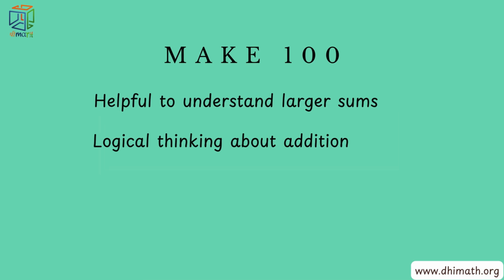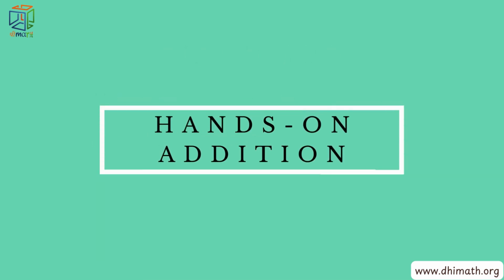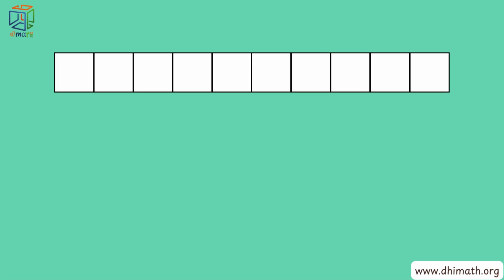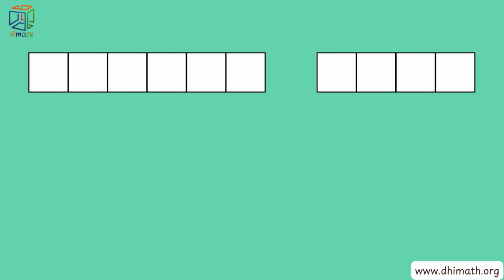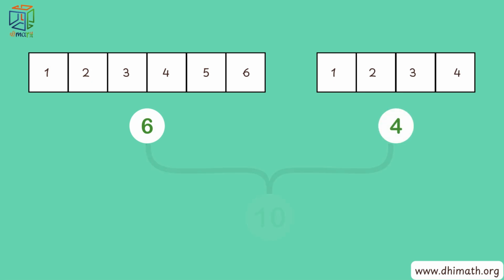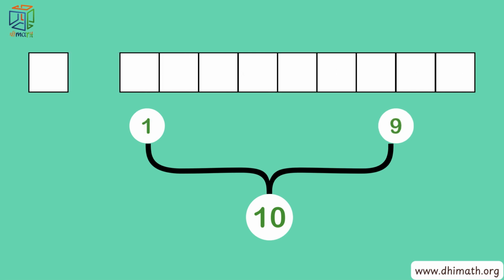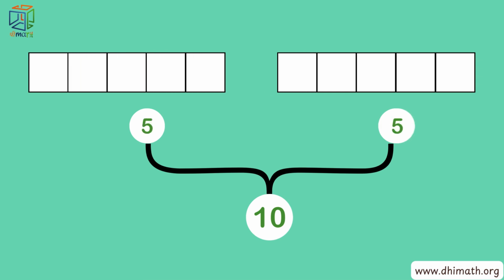Here is a fun and hands-on activity to help children understand addition visually. Take a strip of paper with 10 squares. Cut the strip at the boundary of any square, creating 2 sections of paper. Ask the child to count the squares in each section of paper and notice how they always add up to 10. For example, 1 and 9 make 10, 3 and 7 make 10, 5 and 5 make 10.